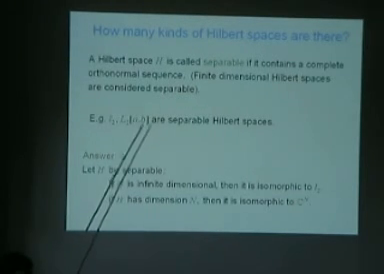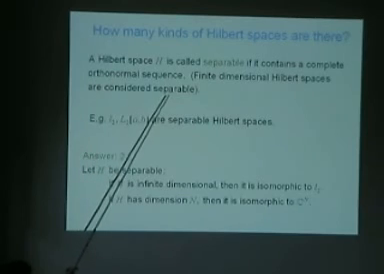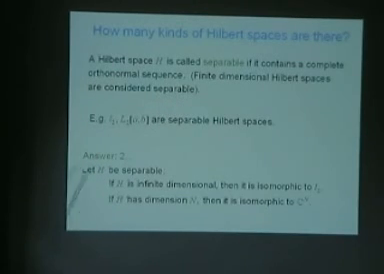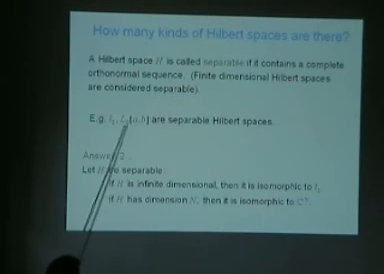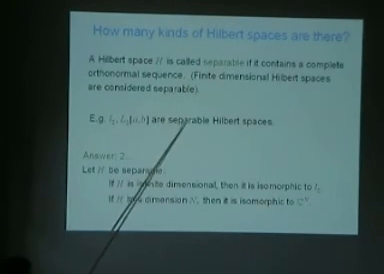Okay, one more definition. A Hilbert space is called separable if it contains a complete orthogonal sequence. In fact, finite dimensional Hilbert spaces are considered separable. There's another definition of separable, which is a little less easy to get your hands around: the Hilbert space contains a countable dense subset. So it's basically that you can have an infinite orthogonal sequence. For example, these are separable Hilbert spaces. Most people only work with separable Hilbert spaces.